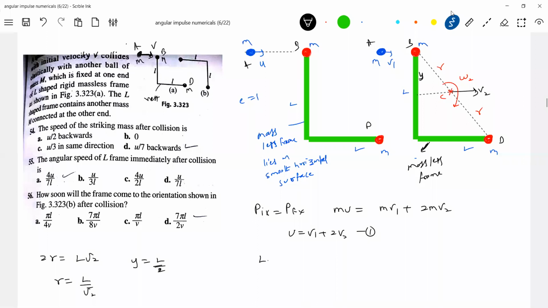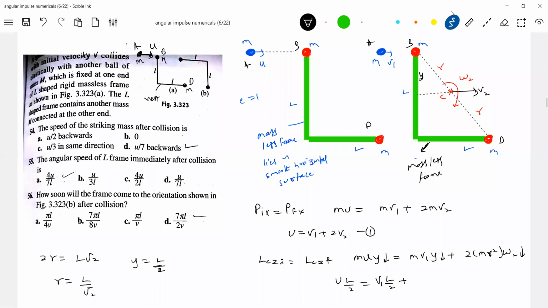So now applying conservation of angular momentum, LC initial equals LC final. LC initial, mu Y clockwise should be equal to mv1 Y clockwise plus moment of inertia times omega 2. m gets eliminated. u L by 2, clockwise. All are clockwise, no? So this will be v1, Y is L by 2.